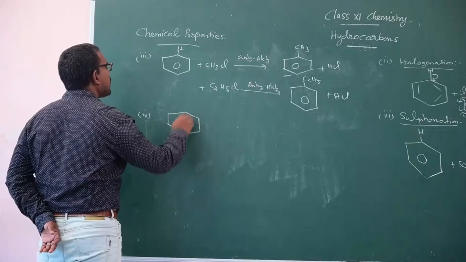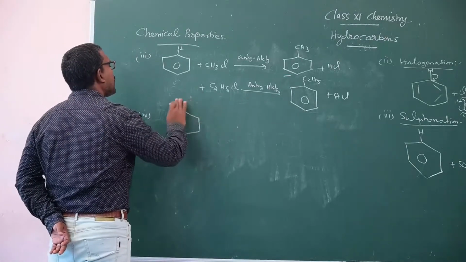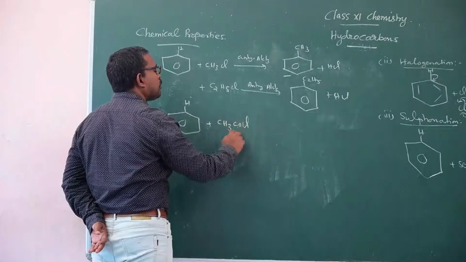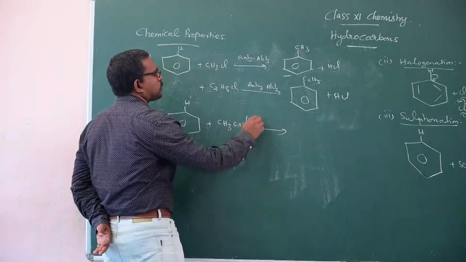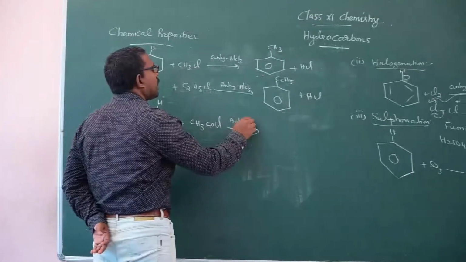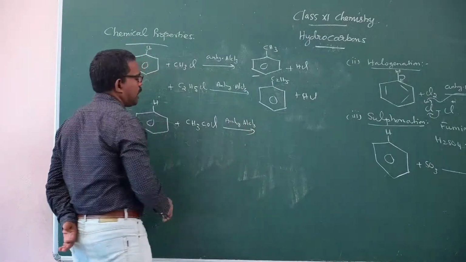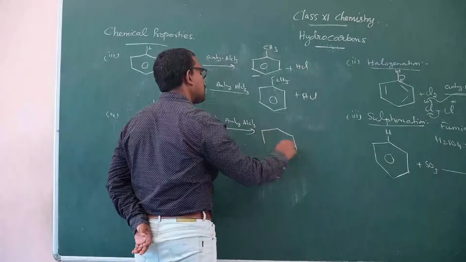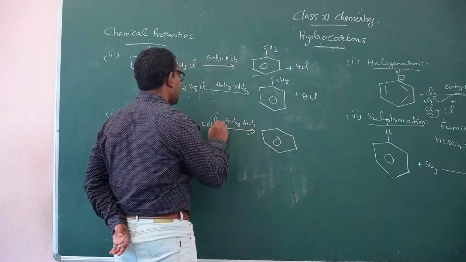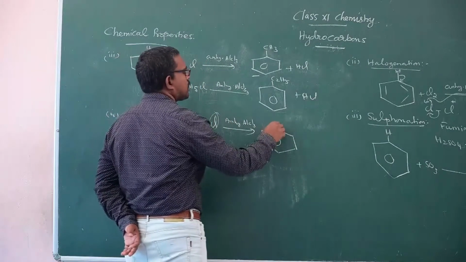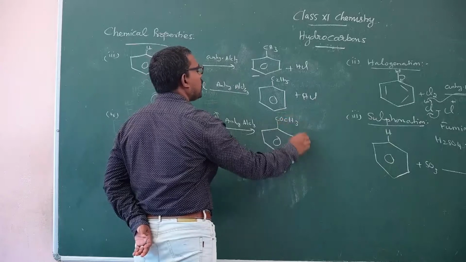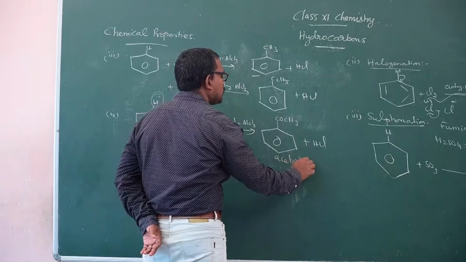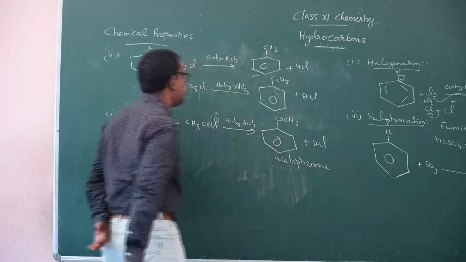The next is Friedel-Crafts acylation reaction. The same benzene reacts with acetyl chloride, in the presence of anhydrous aluminum trichloride. It gives acetophenone. This chlorine and this hydrogen are lost as HCl. The remaining compound is called acetophenone, a ketonic compound.